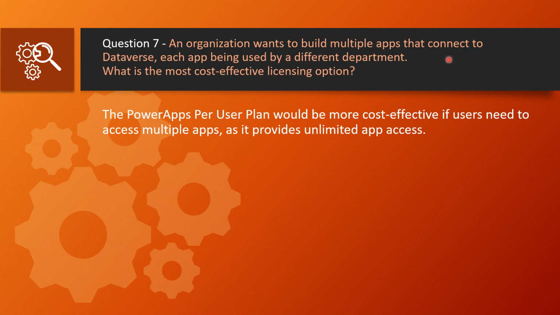An organization wants to build multiple apps that connect to Dataverse, each app being used by a different department. So what will be the most cost-effective licensing option in this case? In this case, you need to utilize the Power Apps per user plan, which will be most cost-effective, because here the user needs to access multiple apps and it provides unlimited app access.